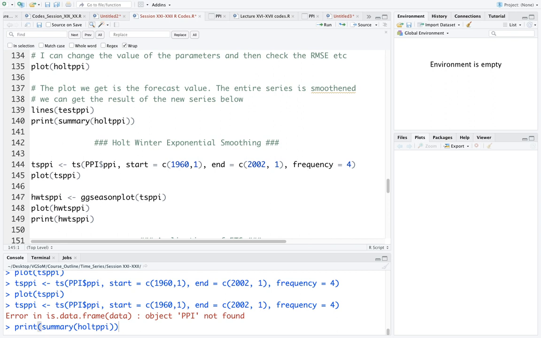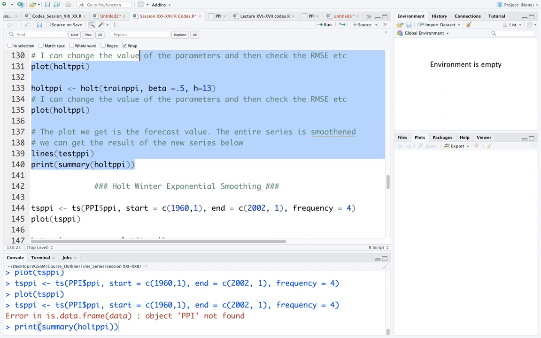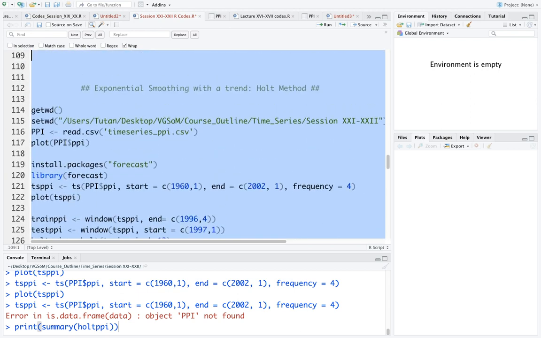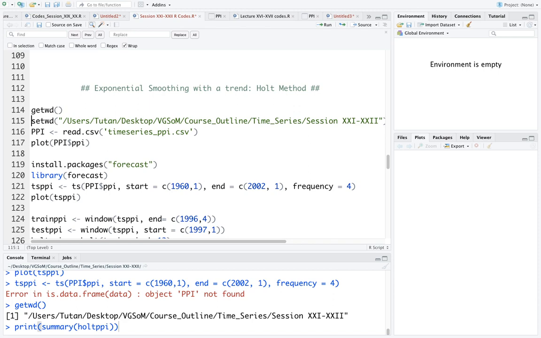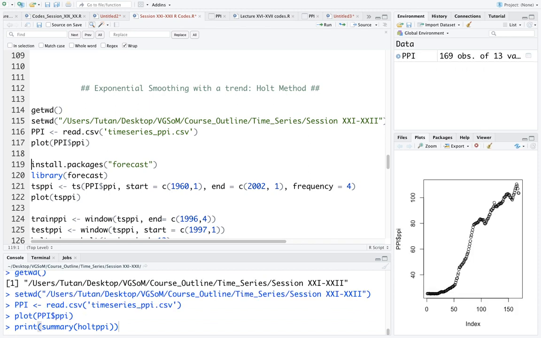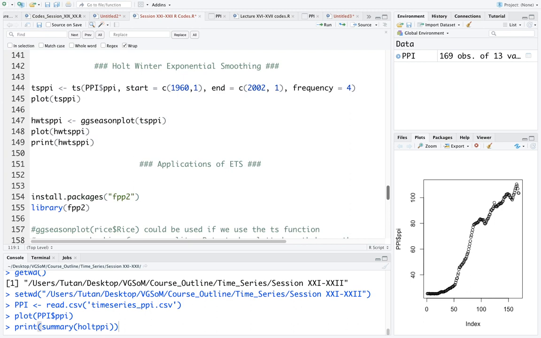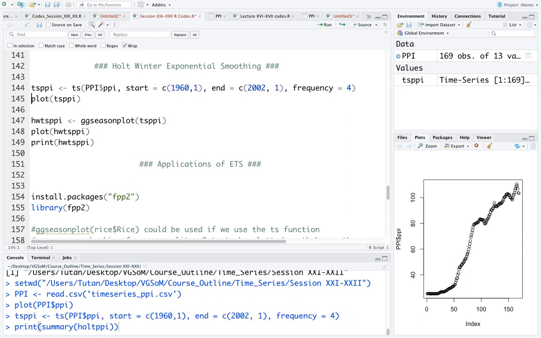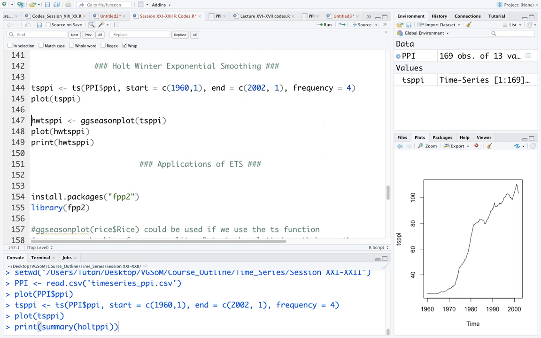Object PPI not found. So basically I have to run it one more time. Just a second. Let me get that data set. Okay, now it should work, and I plot it. Plotting these PPI values over the period of this time series, I see that there definitely is a trend, no doubt about it, and it looks like there could be some seasonality as well. So we need to adjust for that, and that's what Holt-Winters exponential smoothing is all about.